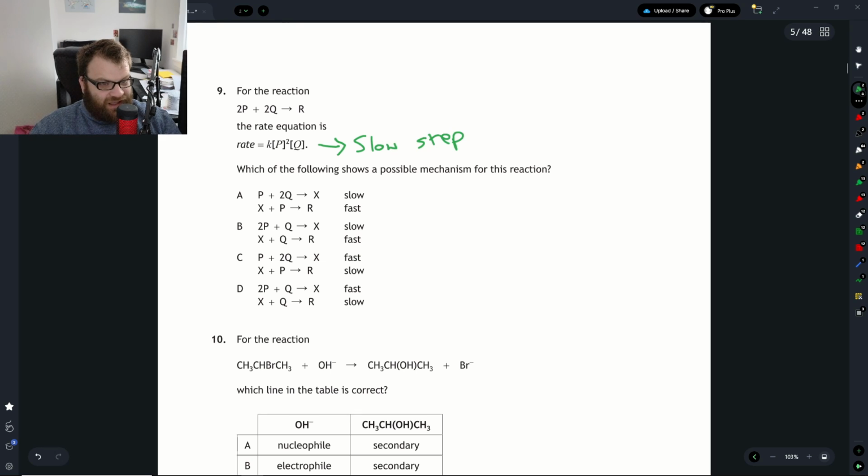If we look at A, it's got 1 P and 2 Q's in the slow step. That one is incorrect. We have 2 P's and 1 Q. That's looking good so far. Let's check the other ones.